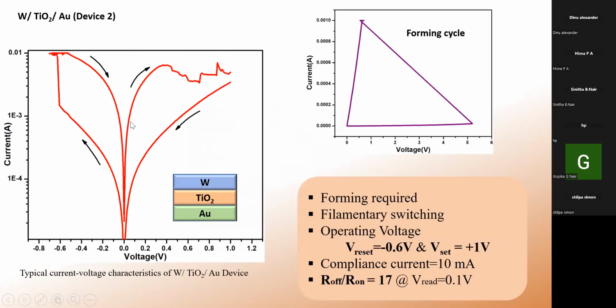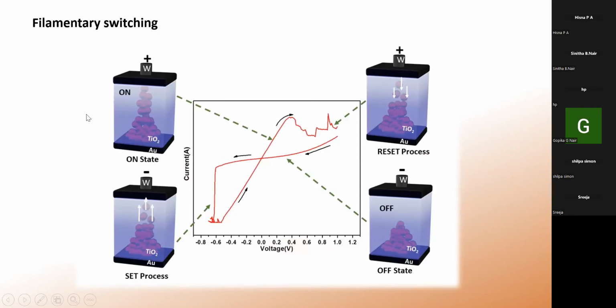So this shows the IV characteristics of device 2, that is the TiO2 film deposited on a gold substrate, and we got a typical filamentary type switching, that is, an abrupt change in the current was observed. The forming cycle is also given, and we got a reduced operating voltage. We have to set a current compliance around 10 milliampere, and the R_OFF to R_ON ratio was found to be around 17 at the read voltage of 0.1 volt. So it shows a filamentary type switching, which requires a forming process.